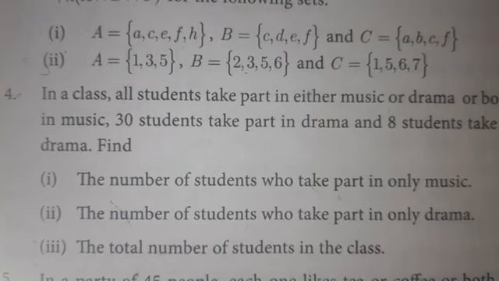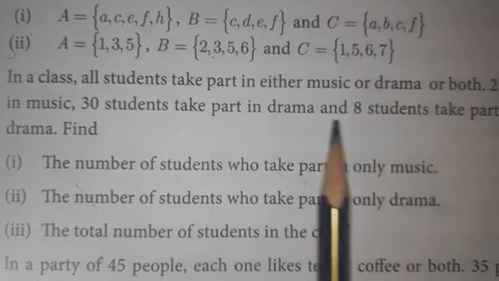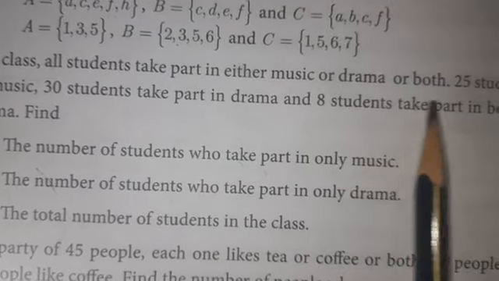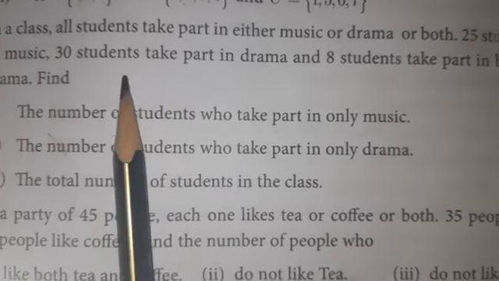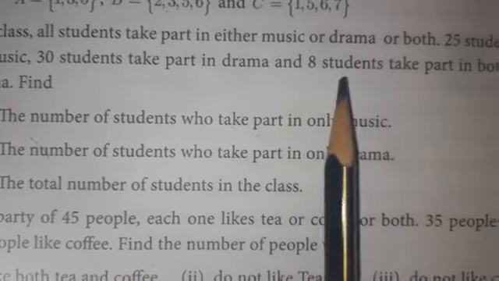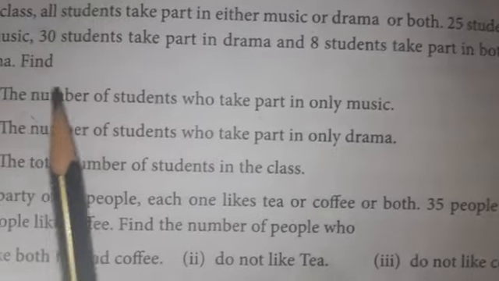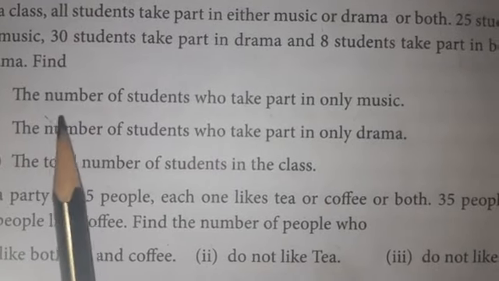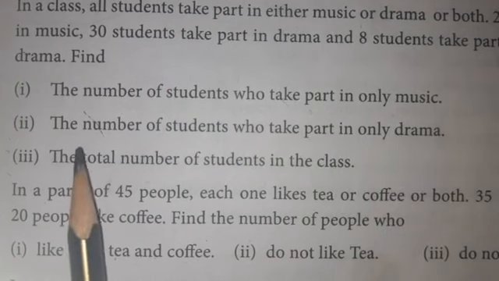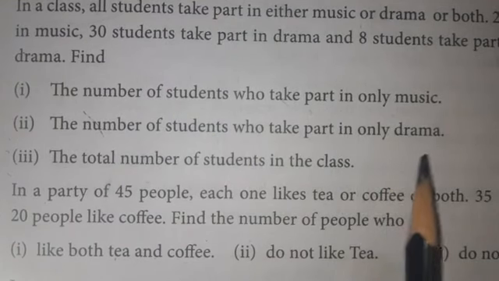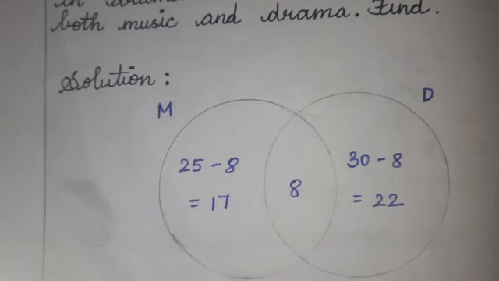Exercise 1.6, fourth question. In a class, all students take part in either music or drama or both. 25 students take part in music, 30 students take part in drama, and 8 students take part in both music and drama. Find, here they ask 3 questions. The number of students who take part in only music. Second question, the number of students who take part in only drama. Third question, the total number of students in the class.